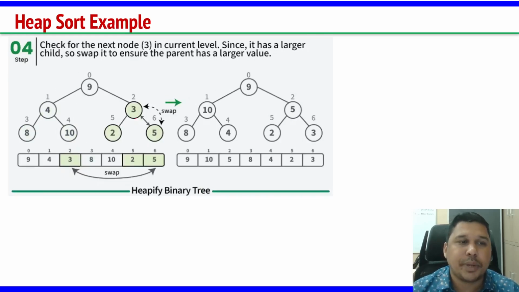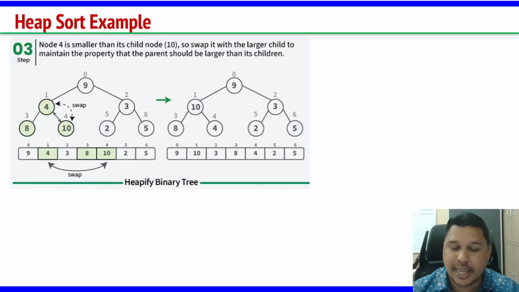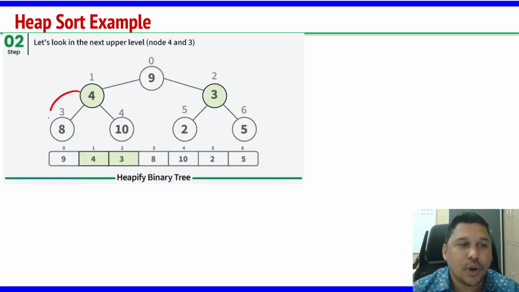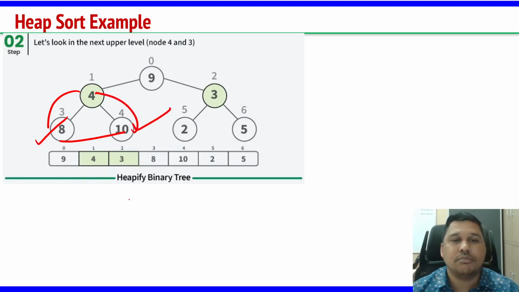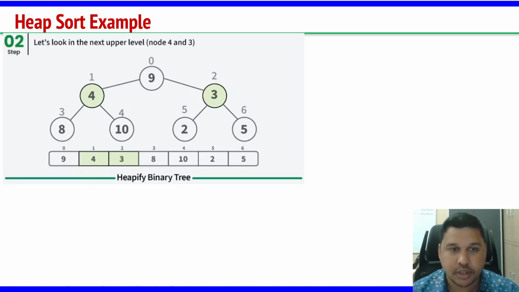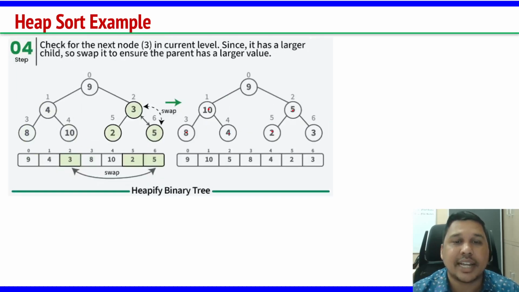See, I am swapping now 5 and 3. So, the tree becomes 10, 8, 4, 5, 2, 3. We are swapping the elements. How are we doing this? I am trying to find out between 4 and 8 which is larger, 8; 8 and 10, which is larger, 10; swap these two, that is it. 3 and 2, which is larger, 3; 3 and 5, which is larger, 5; swap these two.